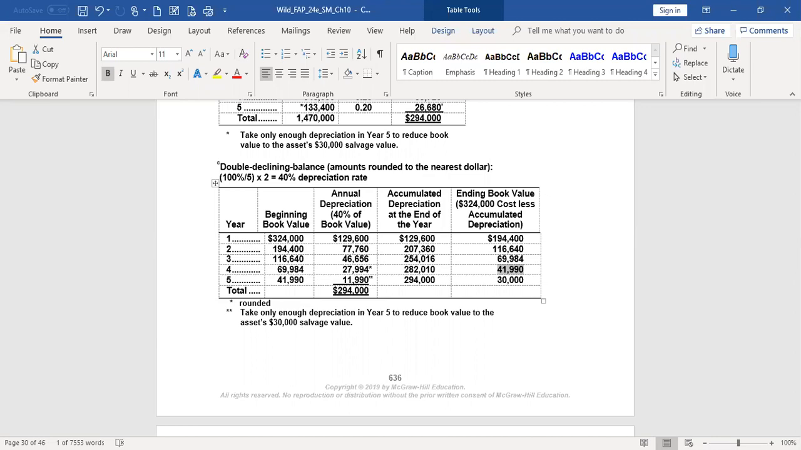So what do we do when our calculation will cause us to record too much in depreciation? We say, well, how much can we record? Well, our current book value is $41,990. What's the lowest it could be? $30,000. Subtract it. So we can record $11,990 of depreciation expense in that final year. That would cause our accumulated to now be at $294,000, which would cause our book value to equal salvage value.